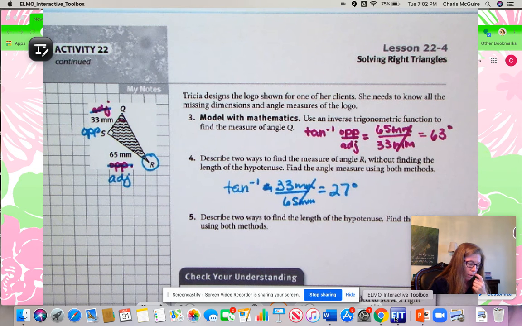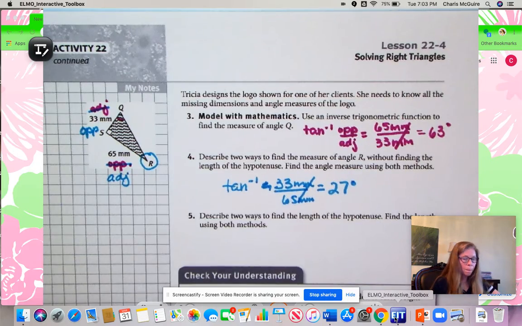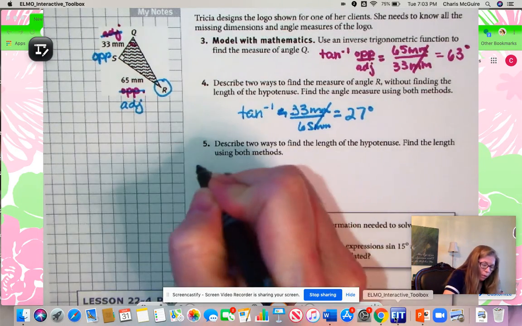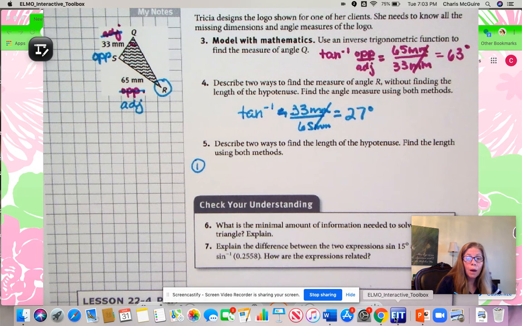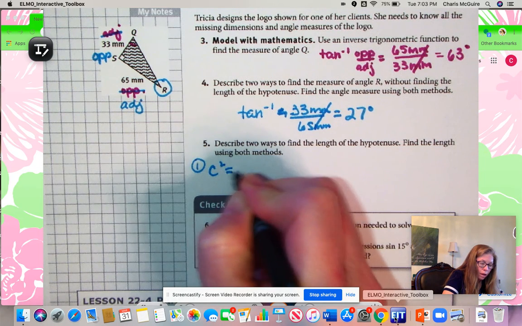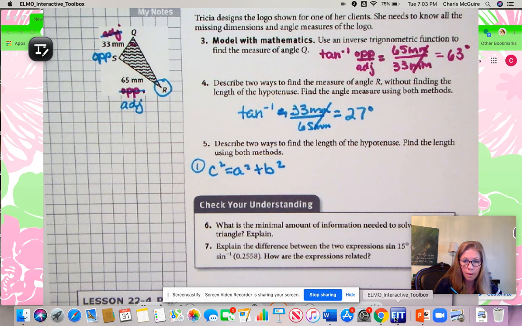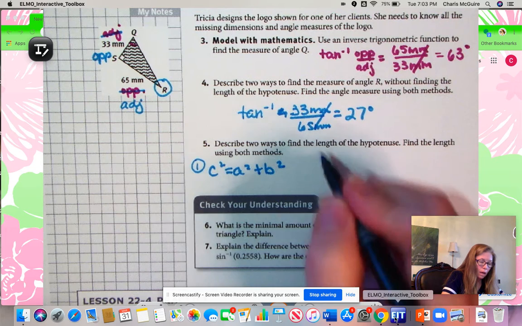Okay, so now number 5, it says describe 2 ways to find the length of the hypotenuse. So number 1 way, which you've done already, would be how? How have we found the length of the hypotenuse in the past? Hopefully you're telling me c squared equals a squared plus b squared, which is our Pythagorean theorem. But we're not going to do that today. We are going to practice using our trig functions. So how could we use our trig functions?